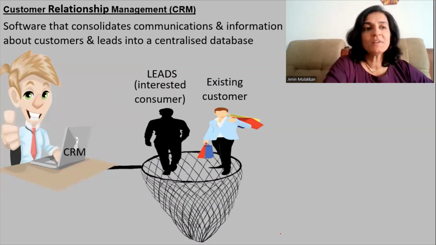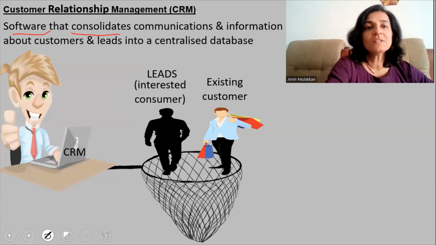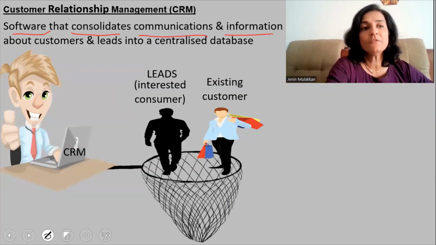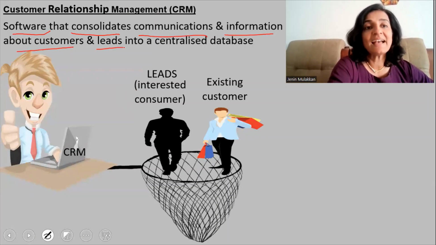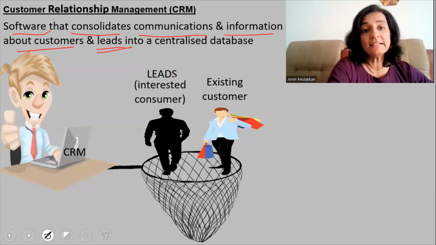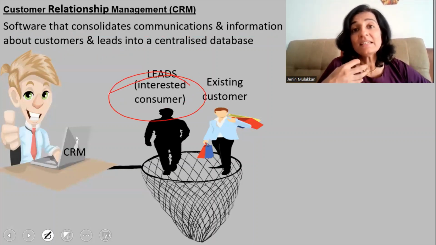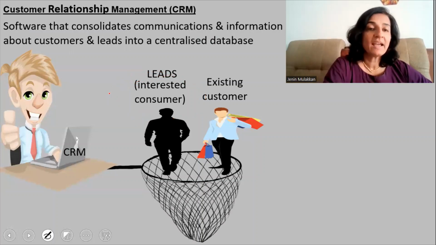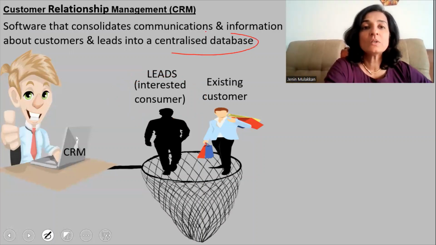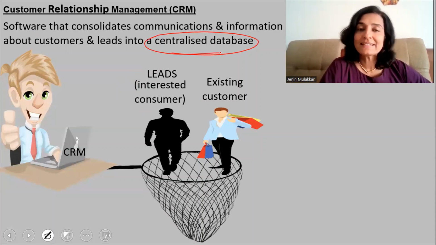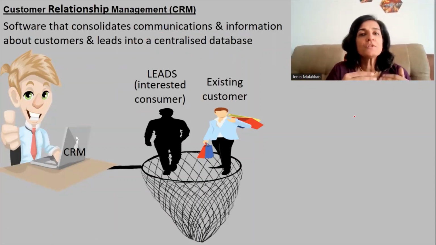Customer relationship management is the software that consolidates the communications and information about customers and leads. What do you mean by leads? Leads is an interested consumer. That is, he is not yet your customer. He might have made an inquiry with you and so on. And all this information is consolidated into a centralized database. Now, most of the CRM software is integrated with communication apps like email and SMS. That is why you're receiving wishes for your birthdays, etc.